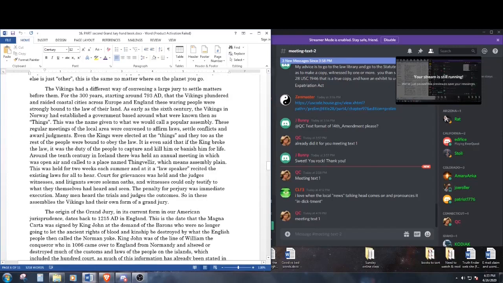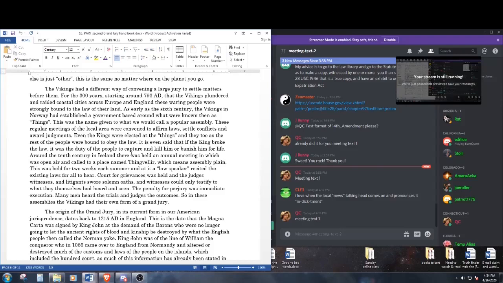The Vikings had a different way of convening a large jury to settle matters before them. For the 300 years starting around 793 AD that the Vikings plundered and raided the coastal cities across Europe and England, these warring people were strongly bound to the law of their land. As early as the 6th century, the Vikings in Norway had established a government based around what were known as the Things. This was the name given to what we would call a popular assembly. These regular meetings of the local area were convened to affirm laws, settle conflicts, and award judgments. Even the kings were elected at the Things.